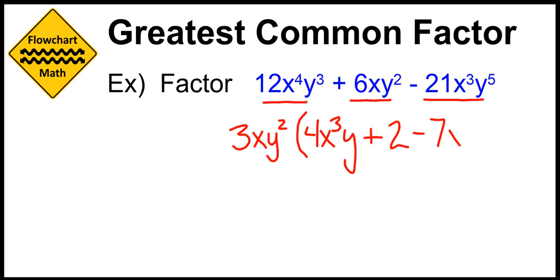X times x squared gets me to x to the third. Y squared times y to the fifth. I'm sorry, y squared times y to the third gets me back to y to the fifth. So there we have it. We have a product which shows that I am factored.